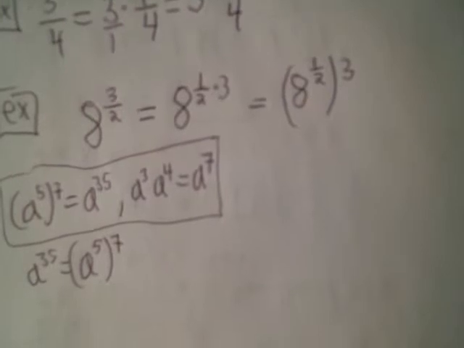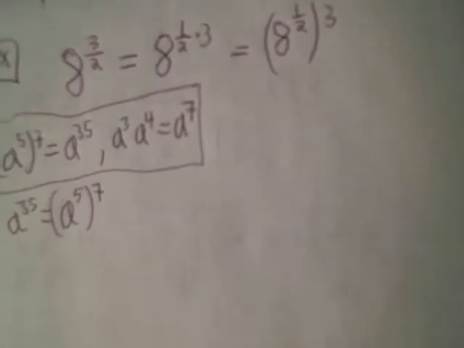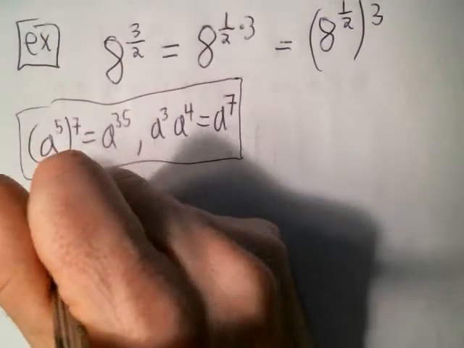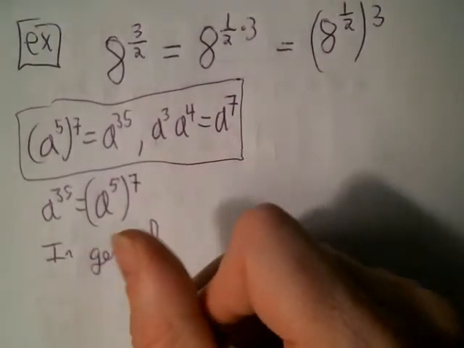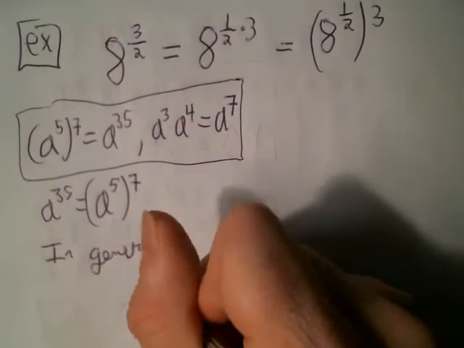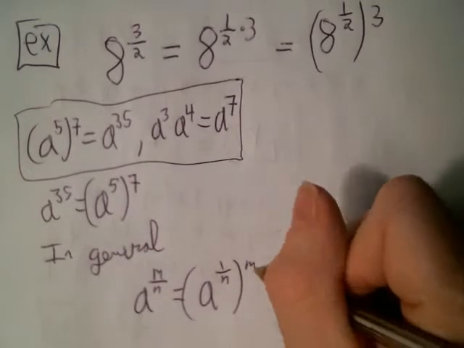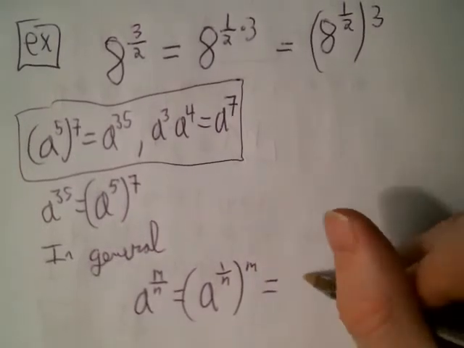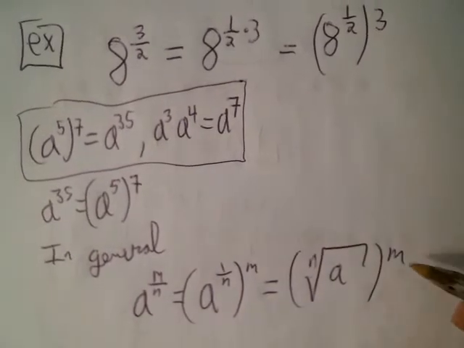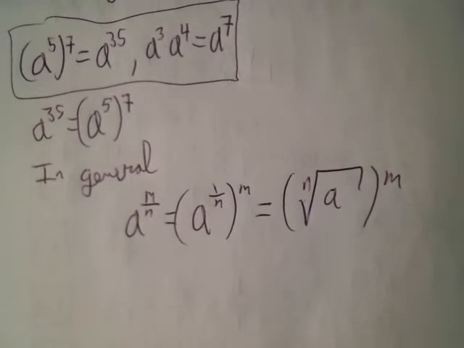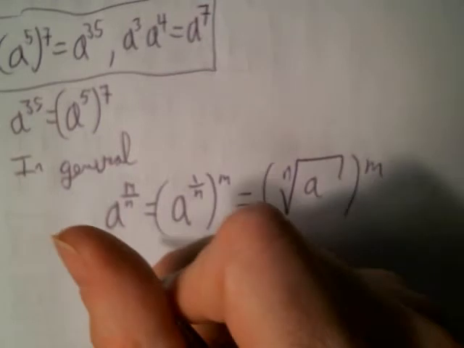There are some technicalities with the definition. I'll leave that reading to you, but in general, if you have a to the m all over n, that's going to equal a to the 1 all over n raised to the mth power, which you could rewrite as a root. You could say that's the nth root of a raised to the mth power. And this is going to give us a powerful way of simplifying these expressions and making new expressions.